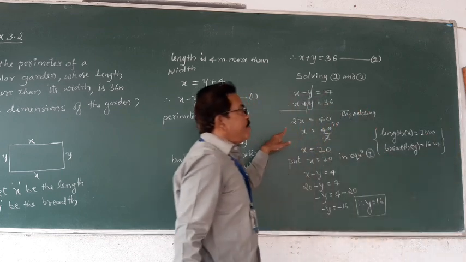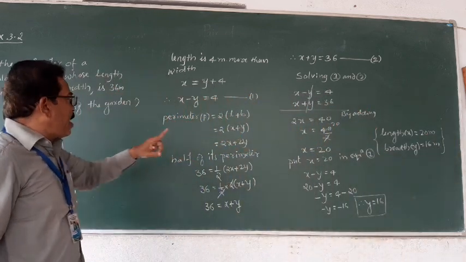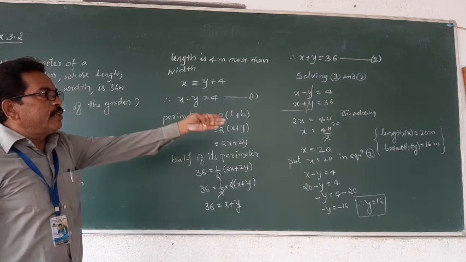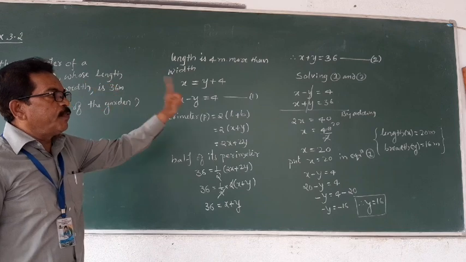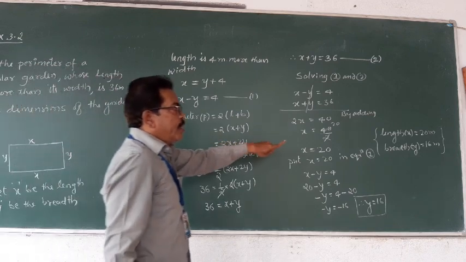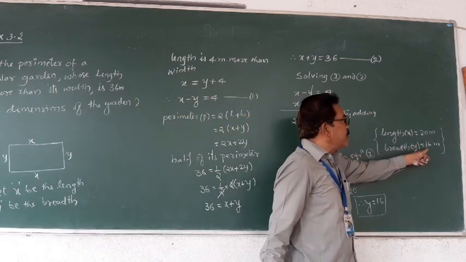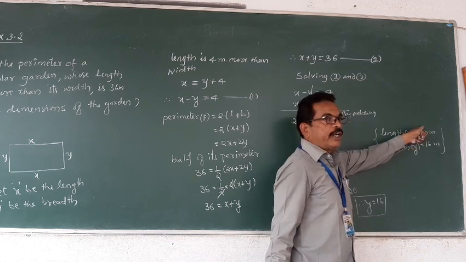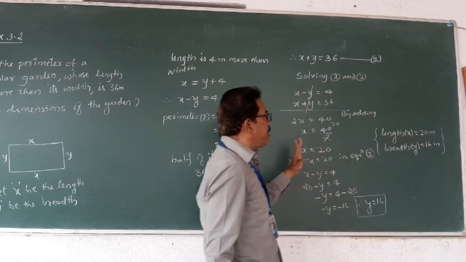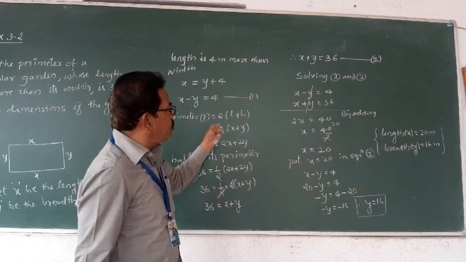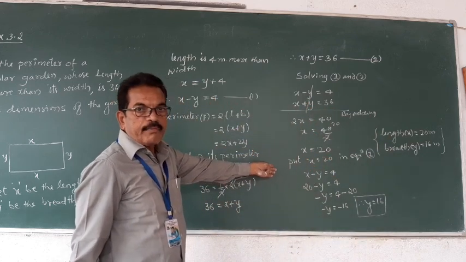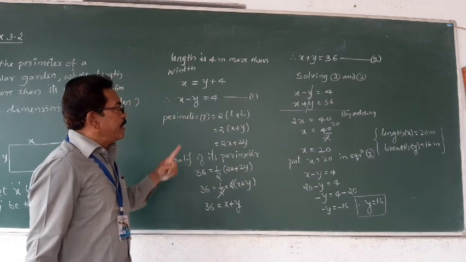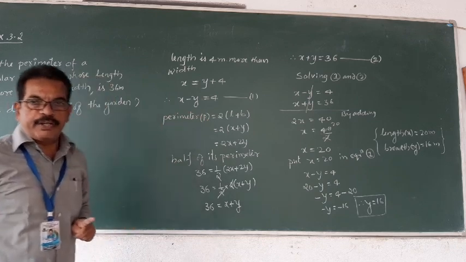See, just verify the answer by reading the main problem. The length of a rectangle is 4 more than its width. See, 20, and 16 is the breadth. So 16 plus 4 is 20. So according to the statement, the problem whatever we have solved is correct. See once again and observe the method of solution.